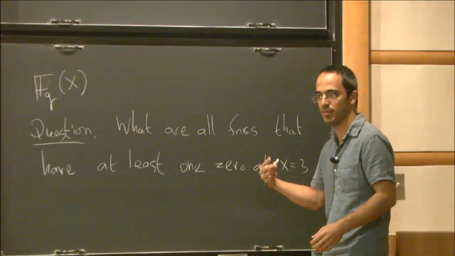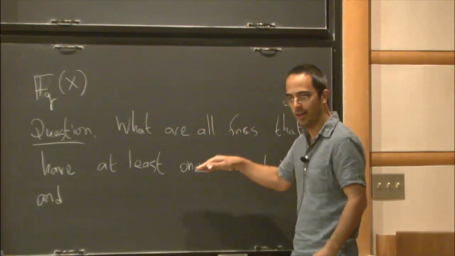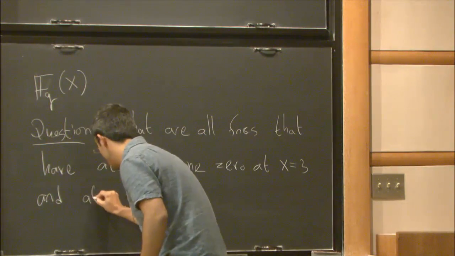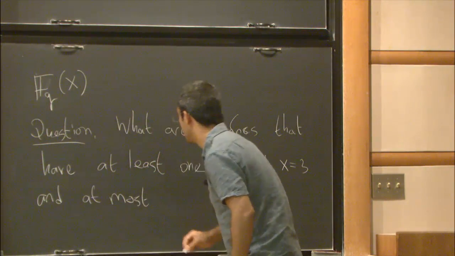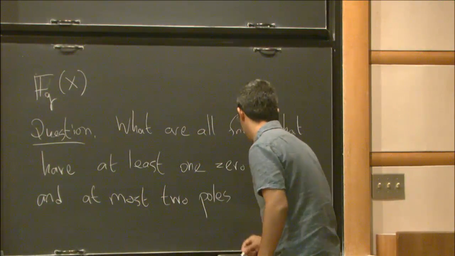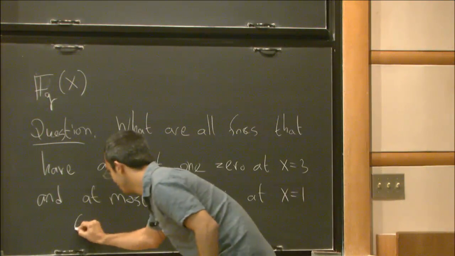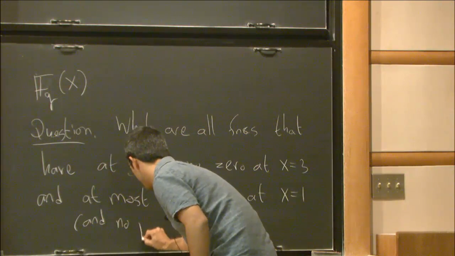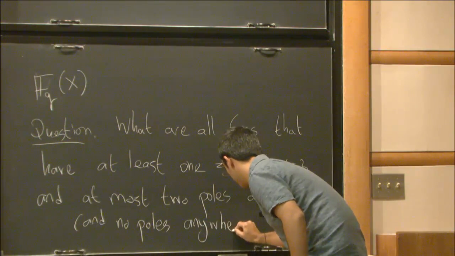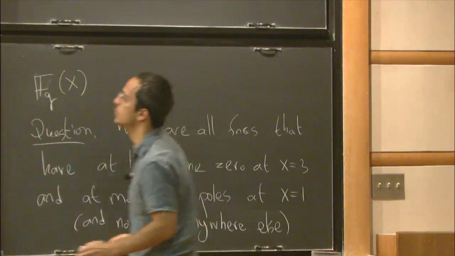So you already have some examples in mind, right? And so this is a requirement. I require you to have one zero somewhere, but I'm going to allow you something also. And at most, say two poles at x equals 1, but only there. And no poles anywhere else. Okay. So this is the question.